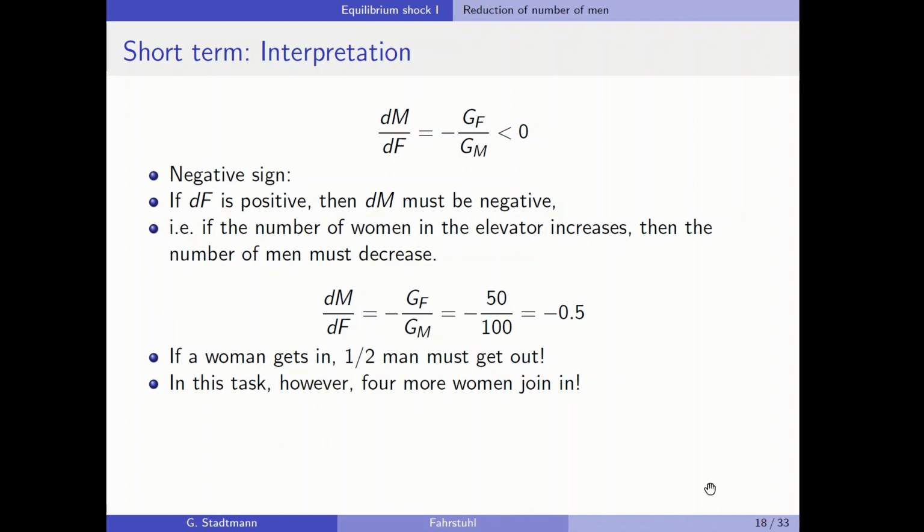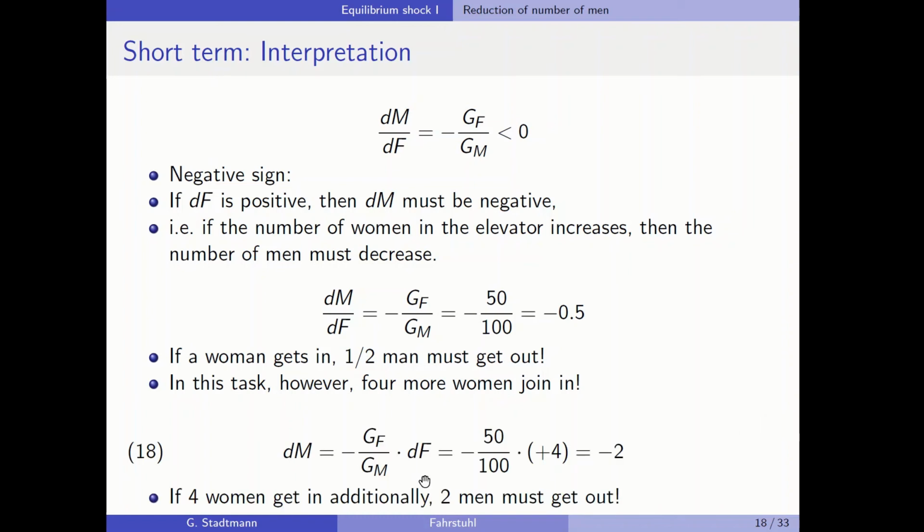Therefore, we have to put this df on the other hand side of the equation. And then we get to the following insight, once more plugging in the information we have. df is equal to plus 4. And when df is equal to plus 4, then dm has to be equal to minus 2. So if 4 women are getting into the elevator additionally, then 2 men have to leave.